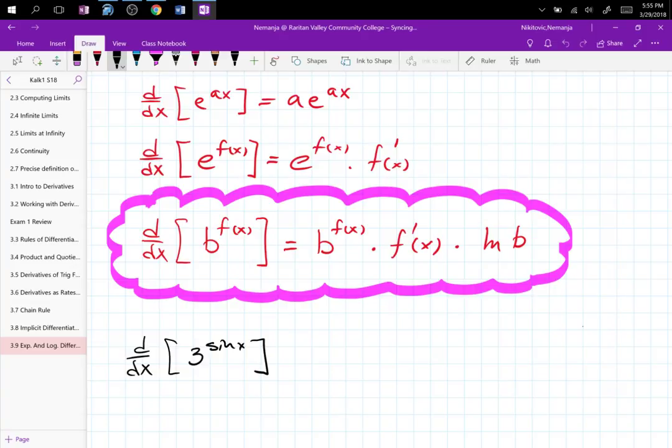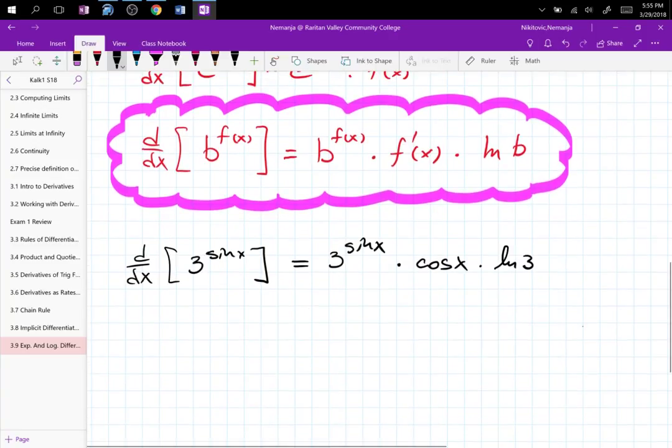Let's take a look at this problem together. So clearly b is 3, f of x is sine x. You just plug everything in. So we have 3 to the sine x times the derivative of the exponent, which is cosine x, times ln 3. There's nothing that you can simplify over here. That's it. So just walk away. That's all it is. Hope you're not disappointed.